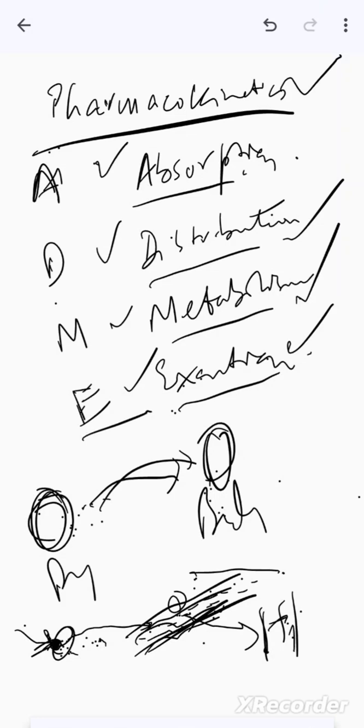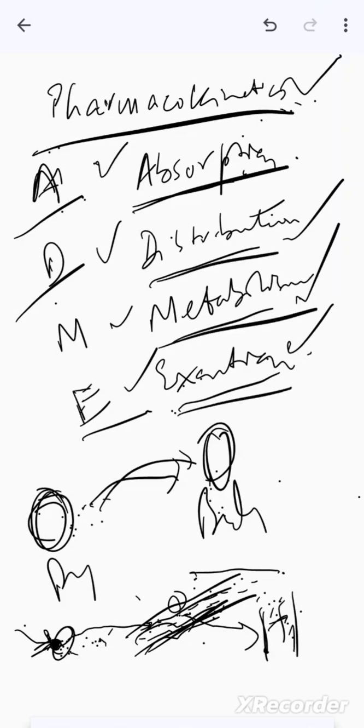So overall, pharmacokinetics is the study of the drug's movement inside the body, and what the body does to the drug. It is controlled by various factors referred to as ADME, in short: absorption, distribution, metabolism, and excretion.